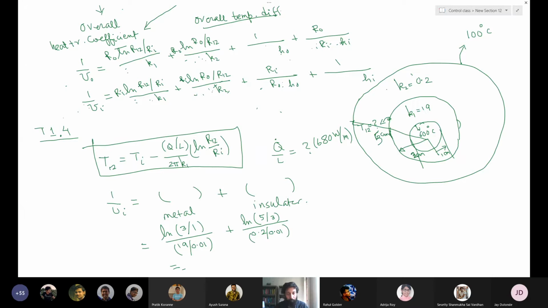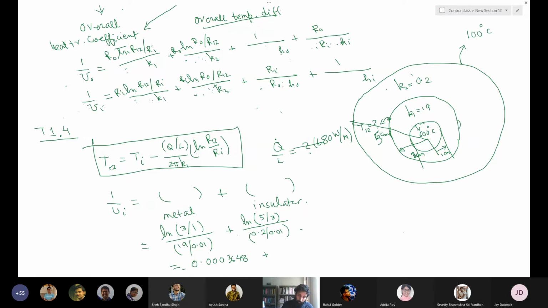Sir, it is not 3 by 2, because the outer diameter for the metal is 4 centimeter. So outer radius is 2 centimeter. Yes, sir, ln 2/1 and ln 5/2. Okay, so it will be 2, yes. So it should be ln 2 divided by 19 into 0.01. So that is 0.3648. So 0.0003648.